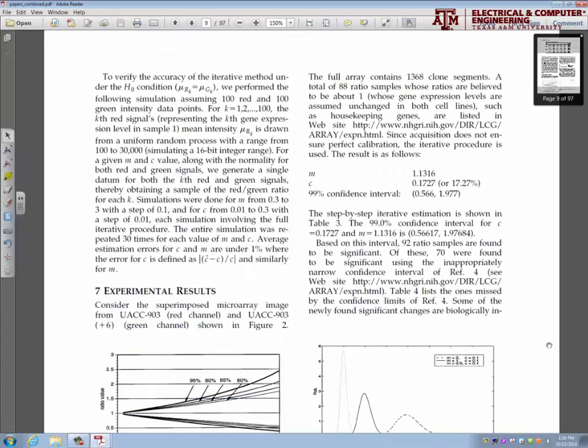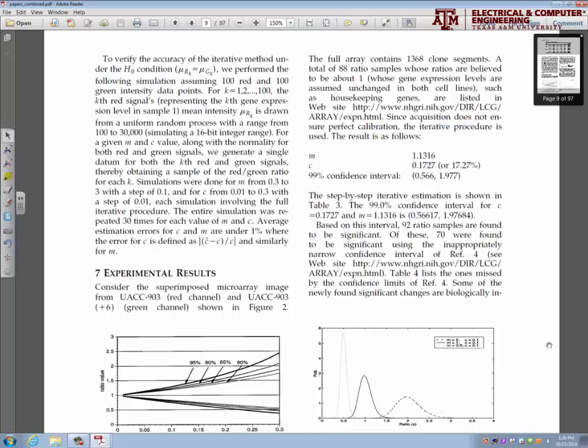See the experimental results? Consider the superimposed microarray image from the red channel and the green channel that's shown in figure 2. The full array contains 1368 clone segments, a total of 88 ratio samples whose ratios are believed to be about 1 were used, and the result is as follows. They got M as this value, C as this, and with a 99% confidence interval, if it lies between 0.566 and 1.977, you're going to say that it's almost the same as 1.